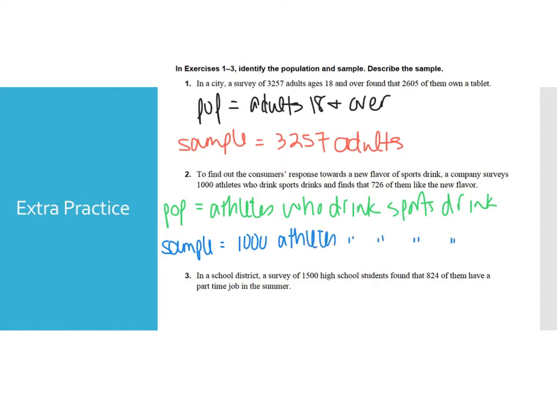And the one thing that I left off last time, if we want to describe the sample. So if I want to describe the sample, it consists of 726 athletes who like the drink, and then the rest, which would be 274 who don't like the drink. And that's how you would describe the sample. So I want you to see if you can pause and do number 3 just to make sure that you were catching on.